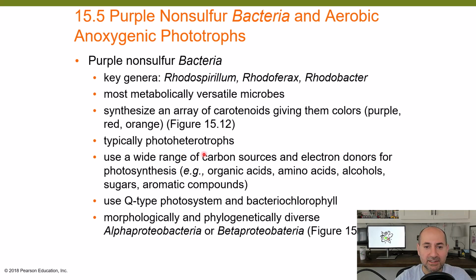And they are typically photoheterotrophs. This means that they get their energy from sunlight, and remember, they get their carbon from an organic source. Very interesting, right? So they use a wide range of carbon sources and electron donors for photosynthesis. For example, they can use organic acids, amino acids, alcohols, sugars, aromatic compounds. That's where they get their carbon from. And that's where they can get their electrons from too. So they are anoxygenic, right? They don't produce oxygen because they don't get their electrons from water.